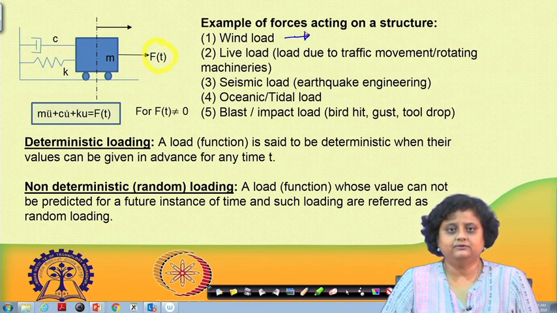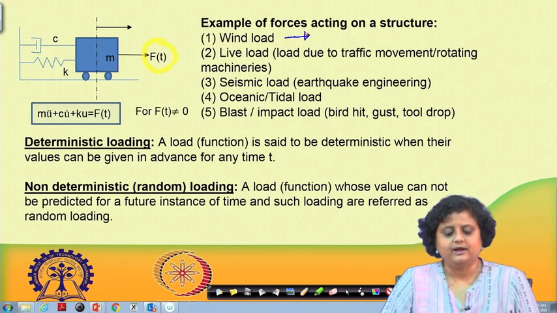With this recent catastrophe happening due to tsunamis and all, we are very much aware of what the magnitude of this tidal or seismic load could be, as a tidal or oceanic load. Understanding this oceanic and tidal load becomes very important when you are designing an offshore structure like the oil rigs placed offshore, and when designing dams and barrages where we need to understand the tidal load. The fifth kind of load is the blast or impact load.